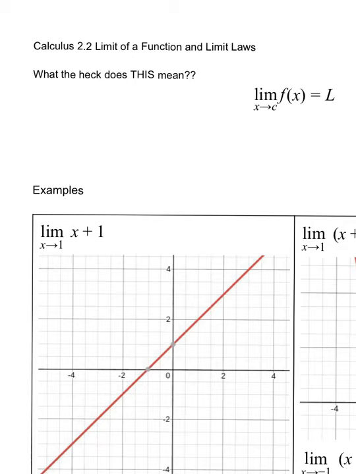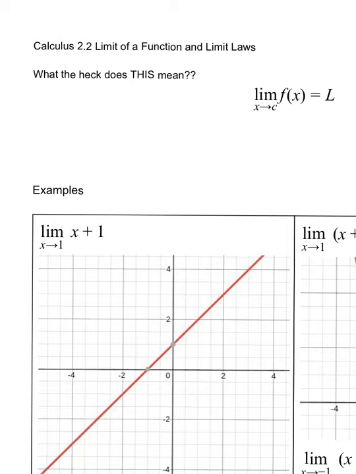Welcome to Calculus Chapter 2, Section 2, the limit of a function and limit laws. This is the first topic in calculus. Super important. It's used quite a lot all the way through the Calculus 2 course that I taught.